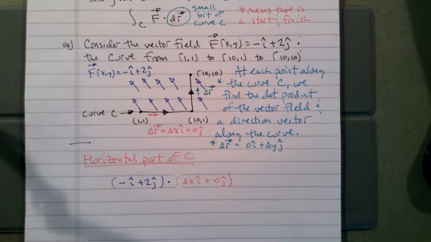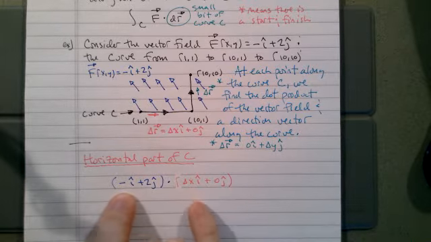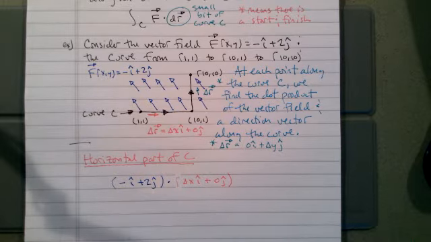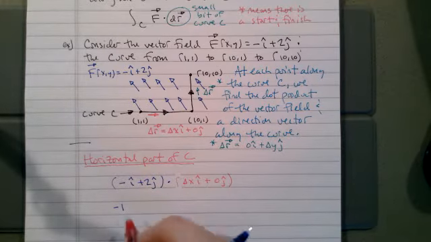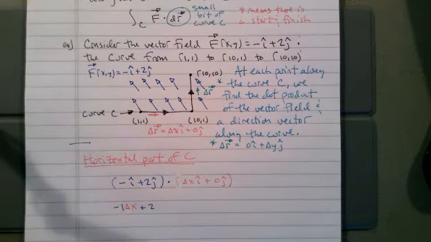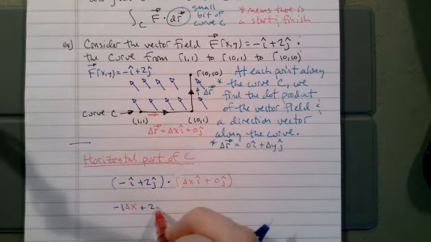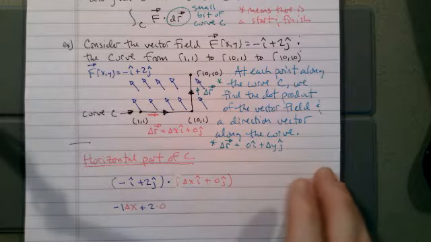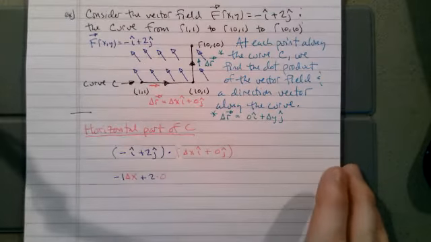So here's the dot product that we're calculating. It's just a vector dot another vector, so it looks like we're going to have a negative 1 times delta x plus 2 times 0. So we'll have negative 1 delta x plus 2 times 0. So we're just integrating the function negative 1 dx.